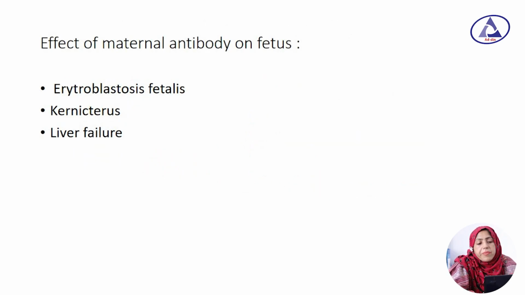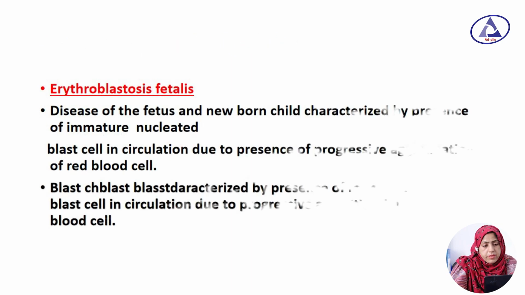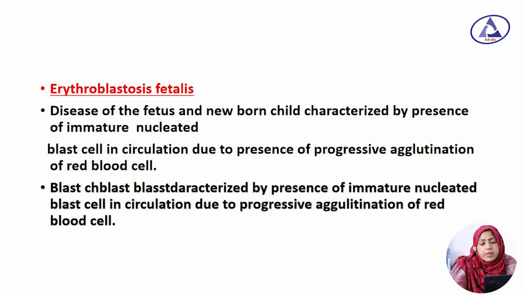What is the effect of maternal antibody on the fetus? The effects of maternal antibody on the fetus are erythroblastosis fetalis, kernicterus and liver failure. Now what do you mean by erythroblastosis fetalis? Erythroblastosis fetalis is a disease of the fetus and newborn child which is characterized by the presence of immature nucleated blood cells in circulation due to progressive agglutination of the red blood cells.